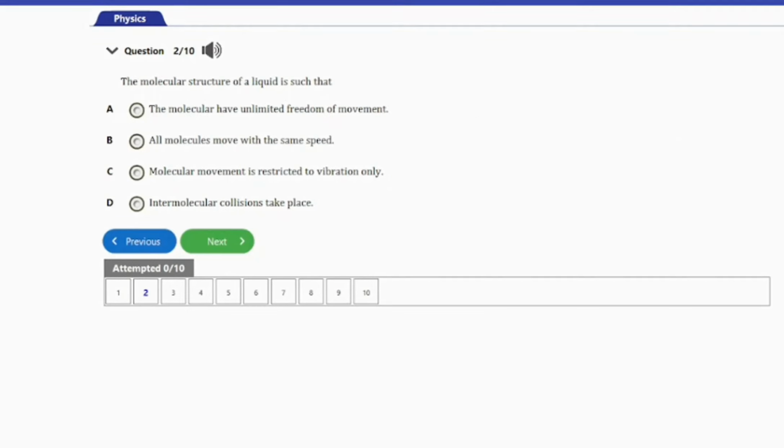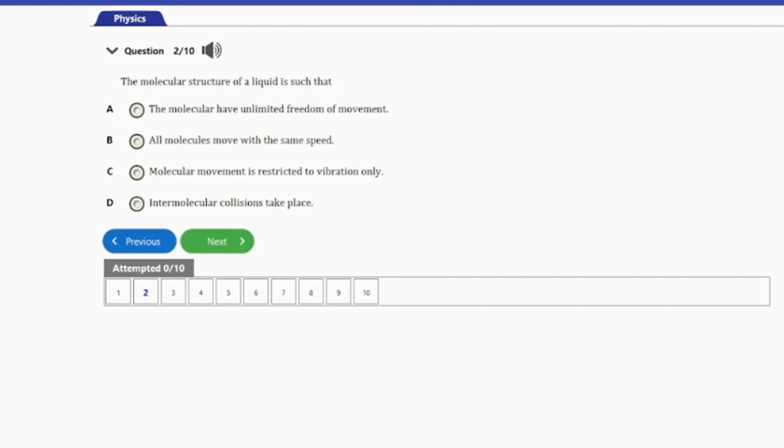It says, the molecular structure of a liquid is such that A. The molecules have unlimited freedom of movement. B. All molecules move with the same speed. C. Molecular movement is restricted to vibration only. D. Intermolecular collisions take place. So guys, the answer to this question is option D. The molecular structure of a liquid is such that intermolecular collisions take place. And that's it for this question.